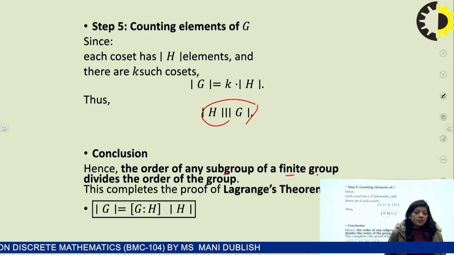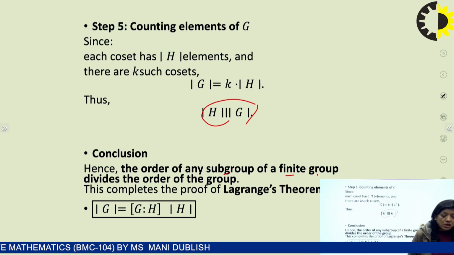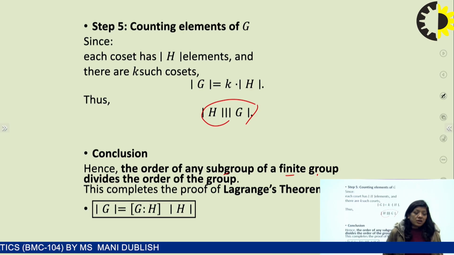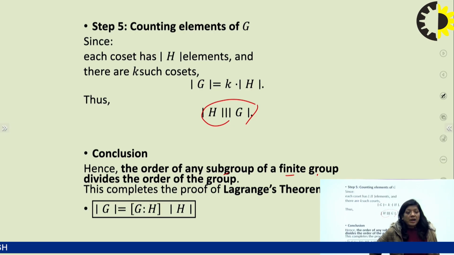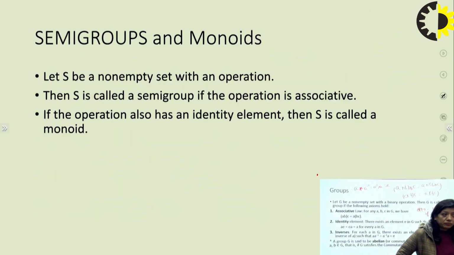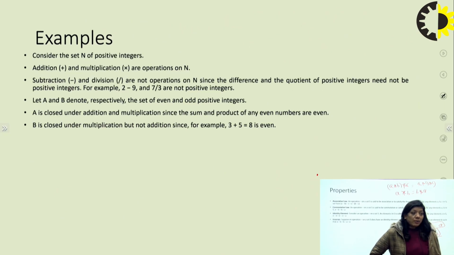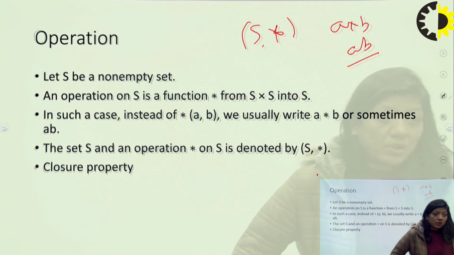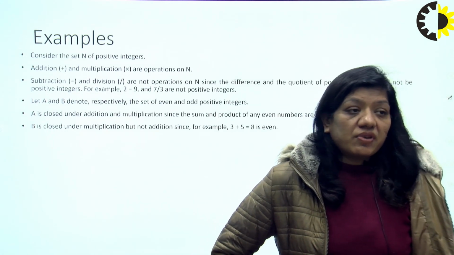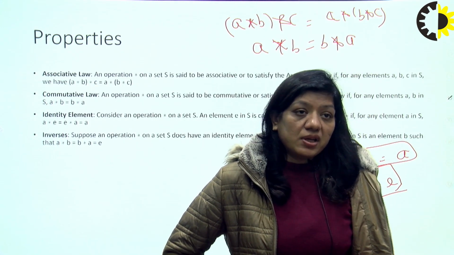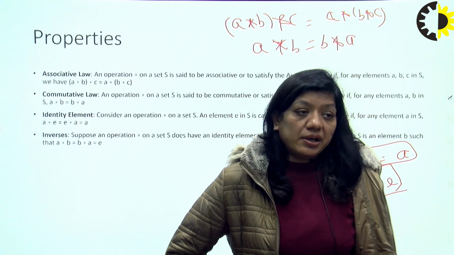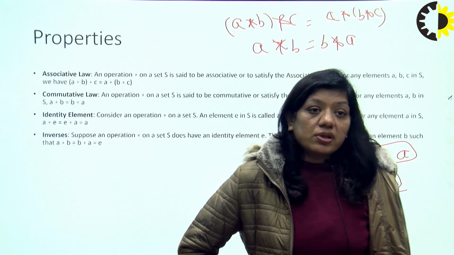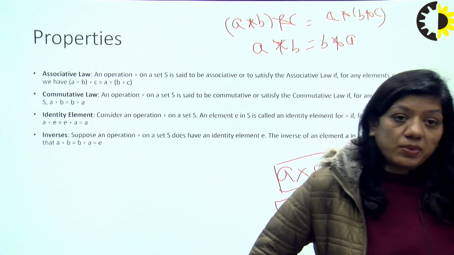Now, in the last, I want to summarize today's class. First, we have considered the group and the semigroup, monoid, and the abelian group. If I am talking about the group, first thing I would like to tell you, we basically have 4 properties: first is associativity, then commutativity, identity, and inverse property. Associative means (A cross B) into C is equal to A into (B cross C).